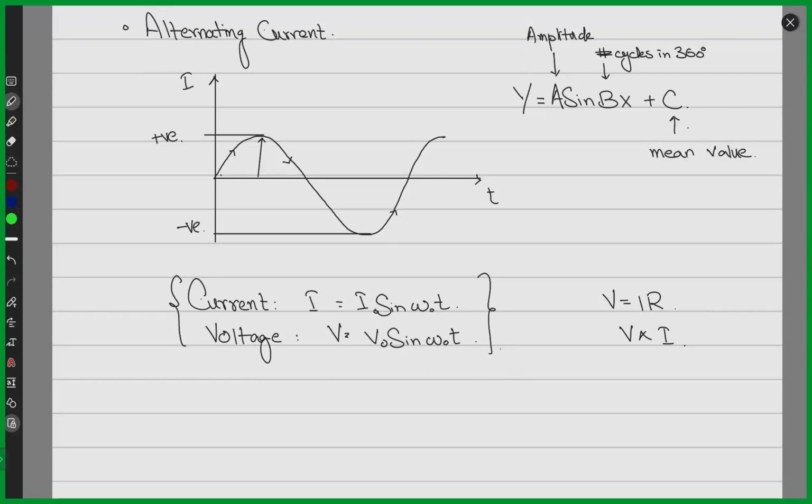This thing that we call I naught, or the amplitude, is also sometimes referred to as the peak current. And again, the name specifies what it means. It is the maximum current during the entire cycle. Any questions so far? No, sir.